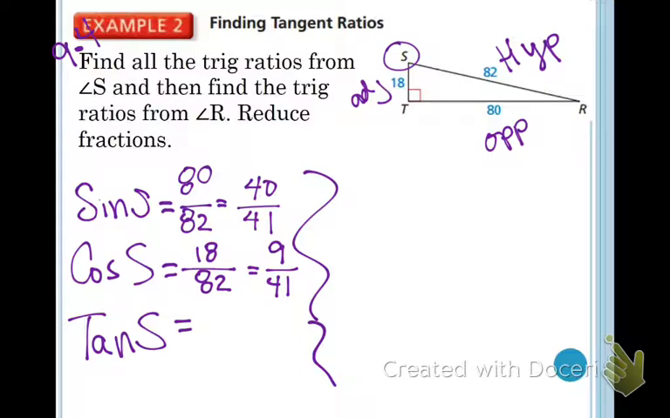And then tangent of S. Tangent, SOH CAH TOA, it's opposite over adjacent. So what is the opposite? It's 80. And the adjacent is 18. So reduce it, you get 40 over 9.